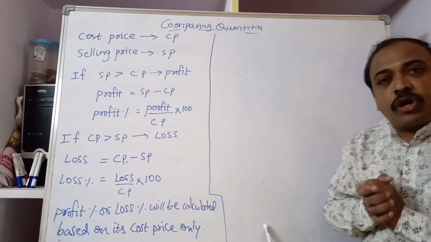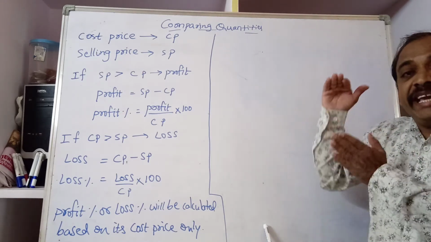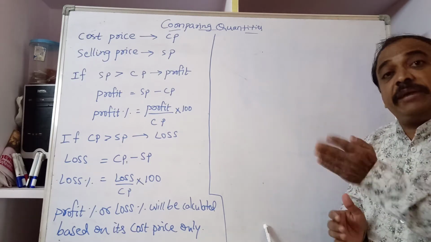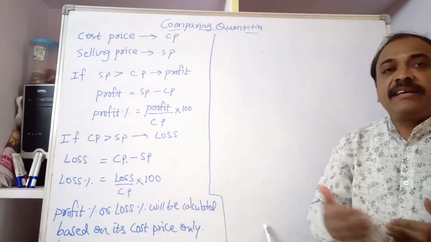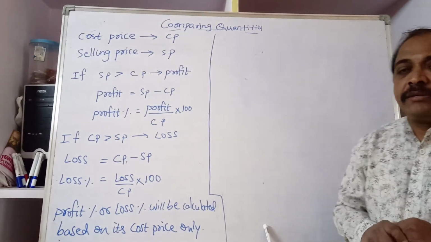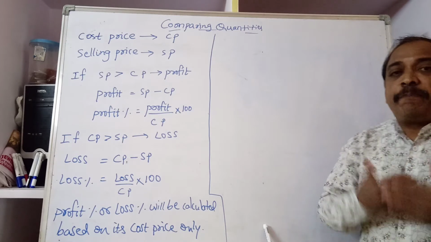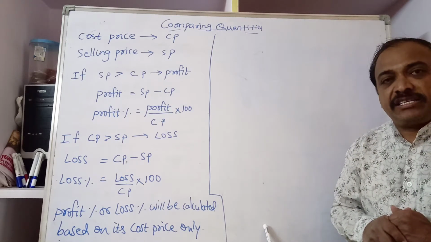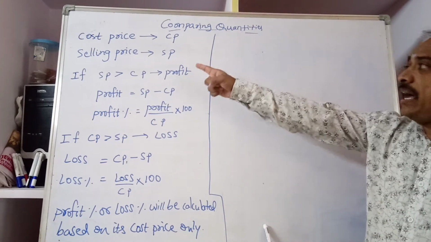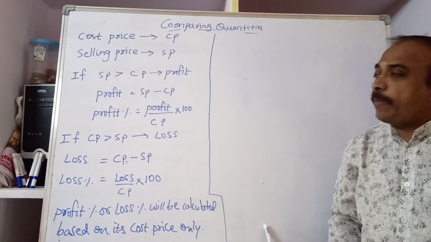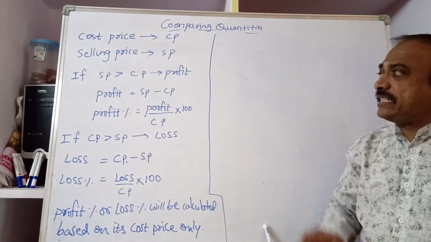But where the shopkeeper gets goods from some distributor or factory, he is purchasing from the factory. That means for him it is the cost price. When he is selling the article to you, that is the selling price. So when we are purchasing a particular article, that is the cost price. When we are selling any article, that is the selling price. Cost price we shortly denote with CP, and selling price we denote with SP.